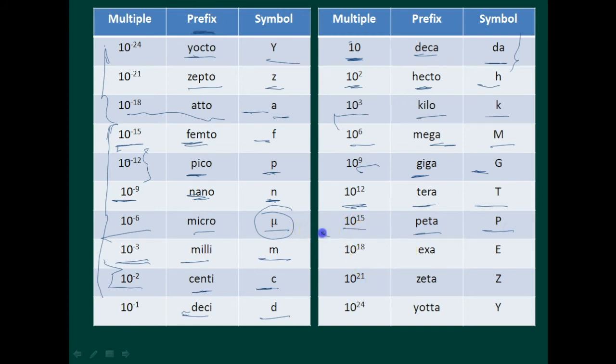So here also up to 15, just remember, okay, after this you should know, but it's not necessary. You will not use all these prefixes in just solving the problems. These are very important, okay, up to 15, here up to minus 15. 10 raised to 18 exa E, then 10 raised to 21 zeta Z, 10 raised to 24 yotta Y. So this is about the prefixes, okay.